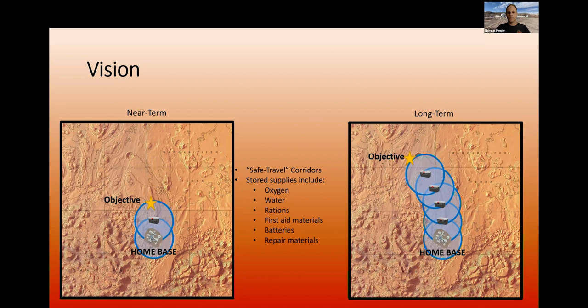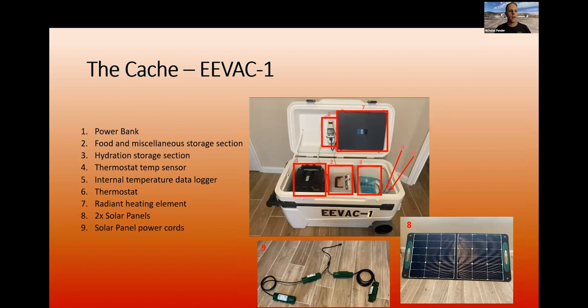The cache itself, this is what it looked like. A little description: it has a power bank, a 2000 watt battery. In the center, section two is our food storage and miscellaneous items area. Section three is for the hydration storage, placed strategically underneath item number seven, which is the heating element, which heats the cache. Item number four is a thermostat that helps regulate the temperature. We're also tracking temperature data over time, which really helped to visualize the effectiveness of this cache. It's charged by two 100 watt solar panels, and you can see all the equipment for that as well.